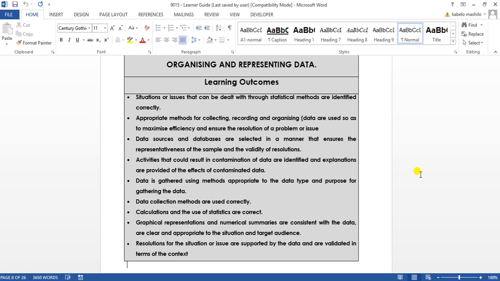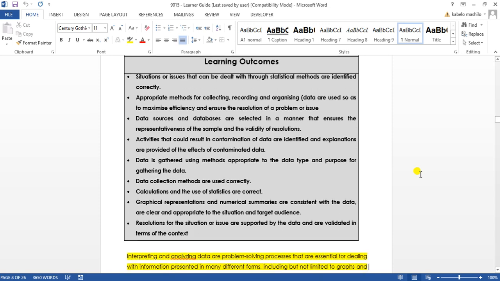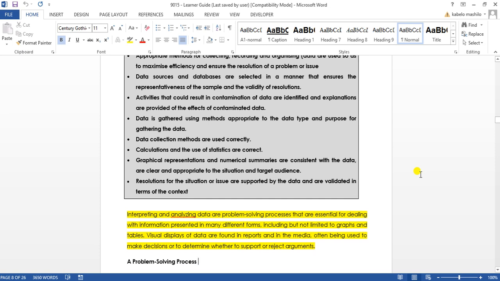Calculations and the use of stats are correct. Graphical representation and numerical summarizers are consistent with the data, are clear and appropriate to the situation and the target audience. Resolutions for the situation or issue are supported by the data and are validated in terms of the context. Interpreting and analyzing data are proven. Problem-solving processes are essential for dealing with information presented in many different forms, including but not limited to graphs and tables. Visual displays of data are found in reports and in the media, often being used to make decisions or to determine whether to support or reject arguments.